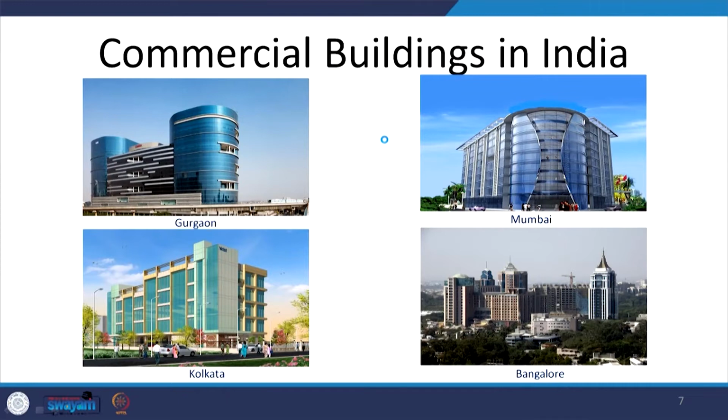And if we look at some of these buildings in different parts of our country, they look very similar. If I remove these names here, if I don't talk about these buildings, they more or less look the same. This is the kind of commercial building which is coming up in India. So they are extremely energy intensive.